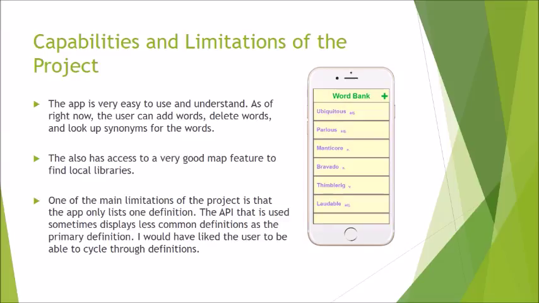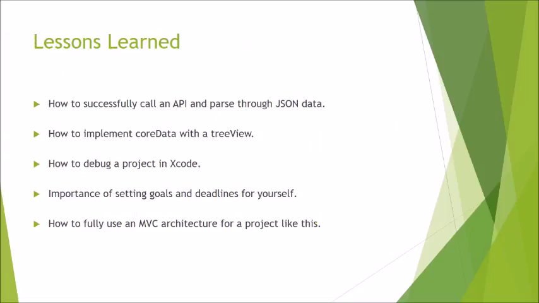So that was really the main limitation of my project. I would have really liked for the user to be able to cycle through definitions and pick the one that they like, but in the current implementation of this project, they're only offered the first definition that the API returns to me. So if I had the chance, I would like to change that, if I had more time. The lessons I learned were how to successfully call an API and parse through JSON data.